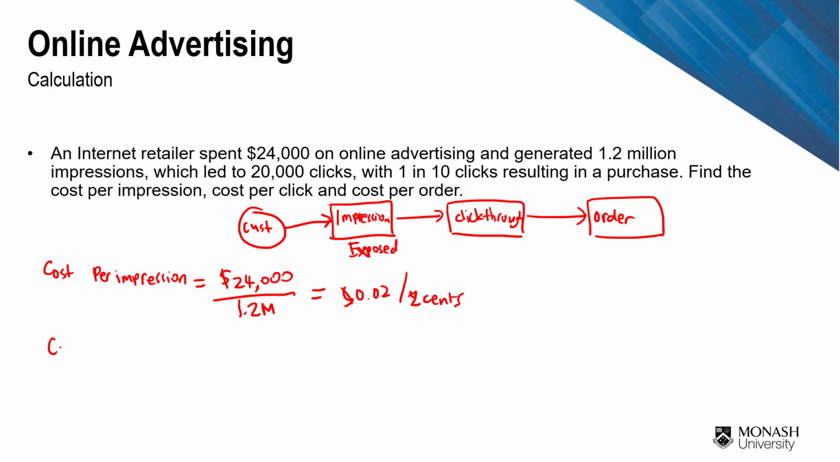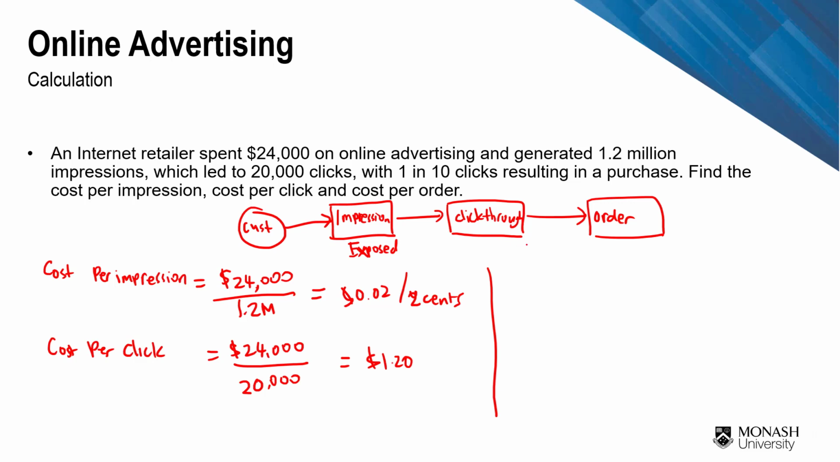Second part, which is cost per click. This is again 24,000, because that's my advertising spending, divided by the clicks. You know that is 20,000. So that is going to be $1.20.